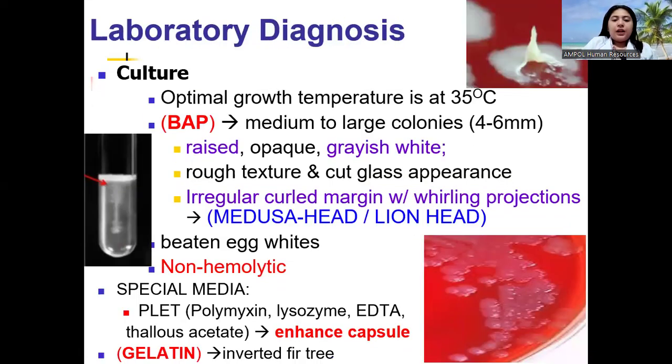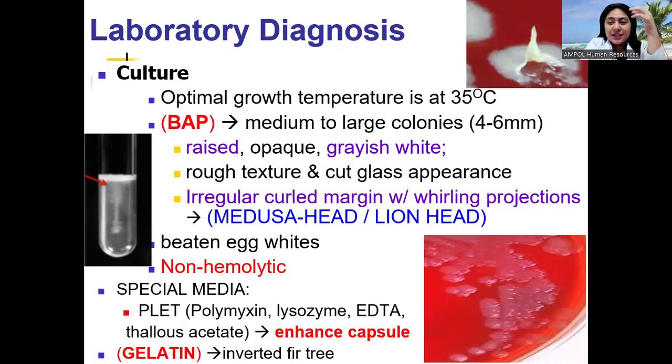For culture media, the optimal growth temperature is 35 degrees. We can use just sheep's blood agar. On BAP it forms medium to large colonies, 4 to 6 millimeters, gray, opaque, grayish white in color, with a rough texture and cut glass appearance, and an irregular margin. That's why it is called medusa head. Remember Medusa, with snakes on her head? Also called lion head. The margin of the Bacillus anthracis colonies is very irregular.